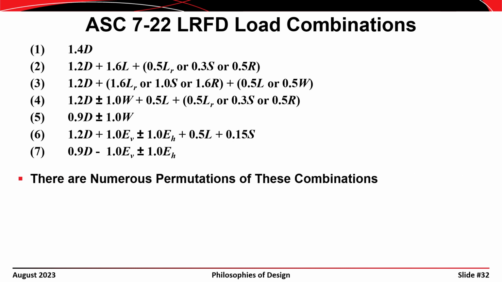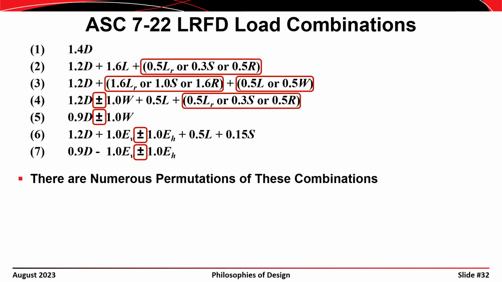There are several other permutations to these load combinations that also need to be considered. For example, in load combinations 4, 5, 6, and 7, we have the plus or minus sign that indicates the directionality associated with the wind load and the horizontal earthquake loads. In load combination number 3, you'll see that we have 0.5 times L or 0.5 times W. And finally, in load combinations 2, 3, and 4, we need to consider either the roof live load or the snow load or the rain load.